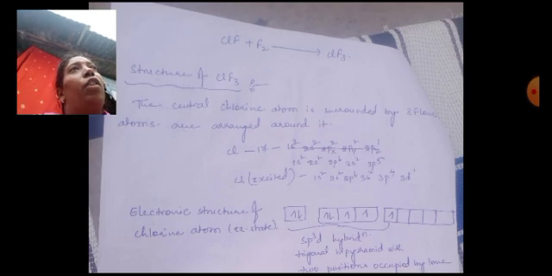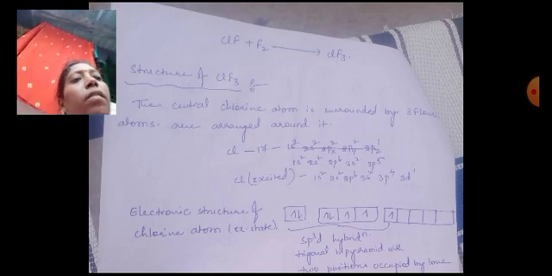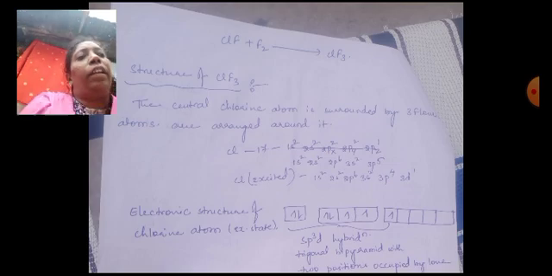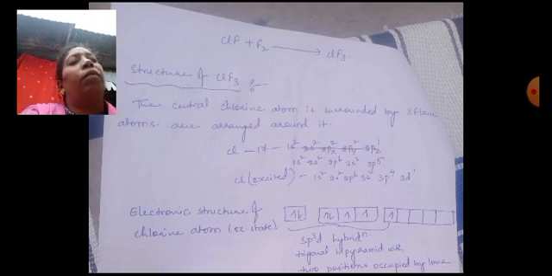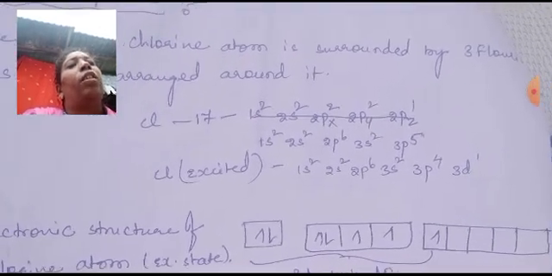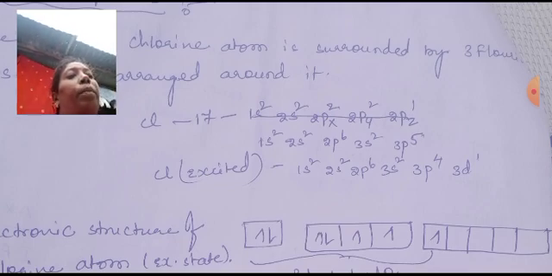So coming to the structure of AX3 type. A is chlorine, X3 is fluorine, F3. What you can see here in this picture, chlorine atomic number is 17, and this is the electronic configuration of chlorine: 1s2 2s2 2p6 3s2 3p5.